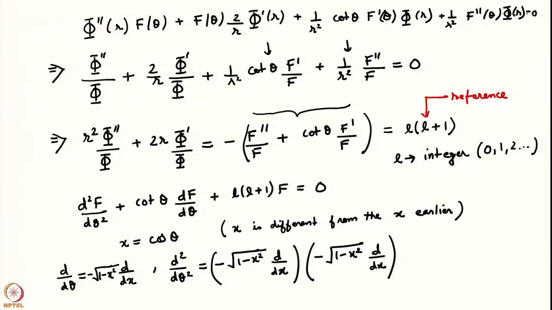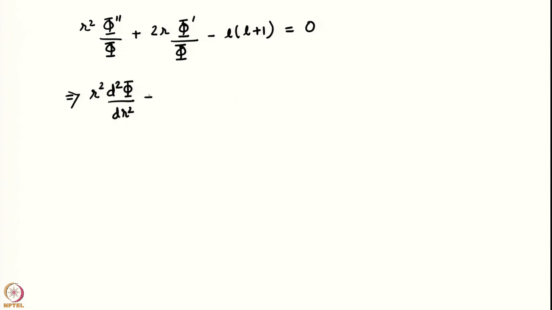In our last slide, by variable separation, we had written capital F, and we had solved this part. So, now we are going to look at this part. The small r dependence of phi is governed by this equation: r squared F double prime by capital phi plus twice r phi prime by phi, and we have chosen the separation constant to be L into L plus 1. So, it comes to the same side and becomes minus L into L plus 1. So, this just becomes r squared d squared phi by dr squared plus twice r d phi by dr minus L into L plus 1 into phi is equal to 0.